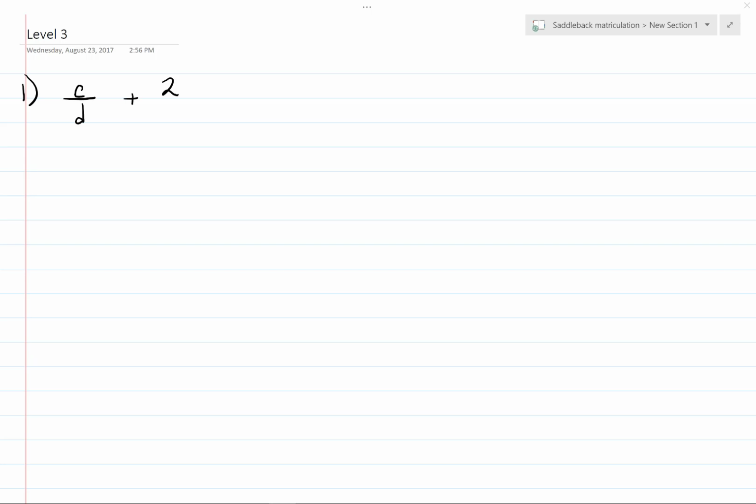Okay, so in order to add fractions, I need a common denominator. So I can make a common denominator of d by multiplying by this lovely fancy form of 1. d divided by d is 1. I can multiply by 1 without changing anything.